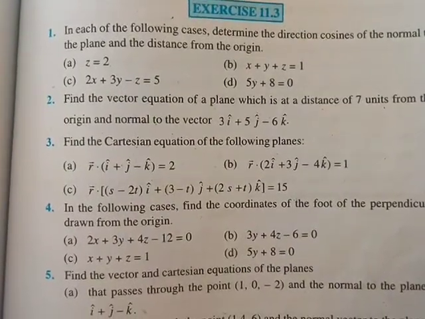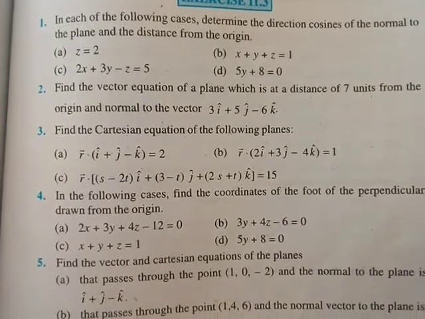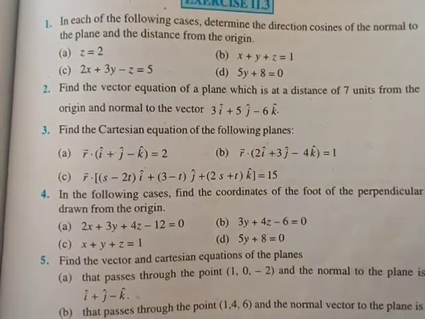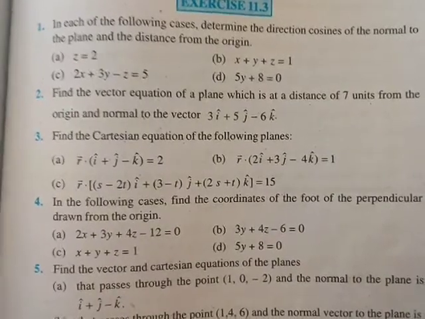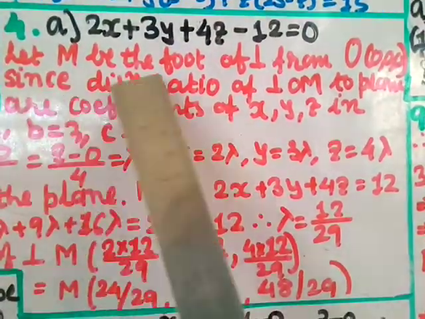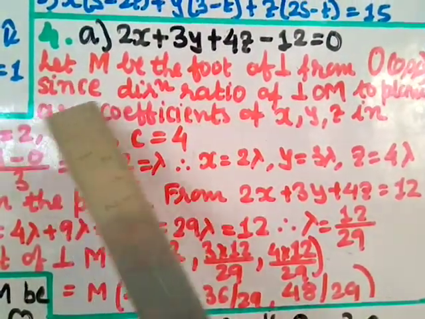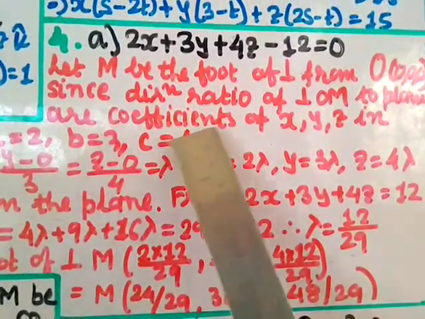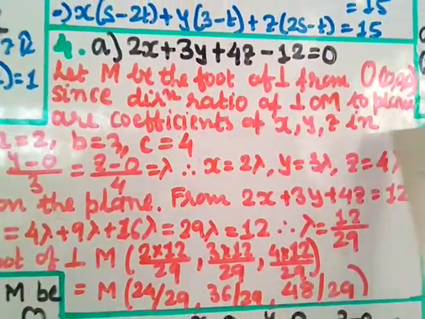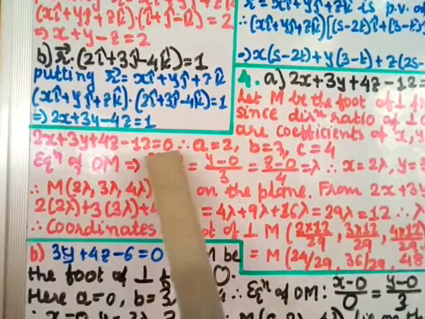In the following cases, find the coordinates of the foot of the perpendicular drawn from the origin. Number A, 2x plus 3y plus 4z minus 12 equal to 0. Let M be the foot of perpendicular from origin O (0, 0, 0). Since the direction ratios of perpendicular OM to the plane are the coefficients of x, y, z in this given equation, that is 2x plus 3y plus 4z minus 12 equal to 0.